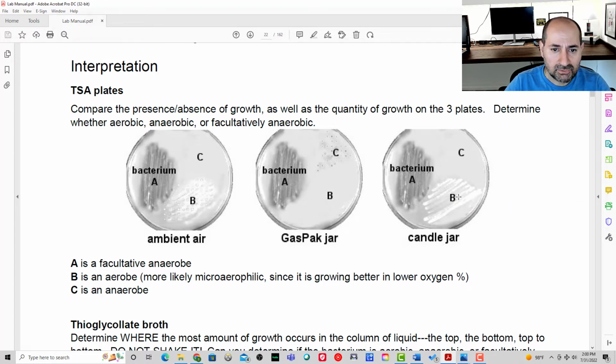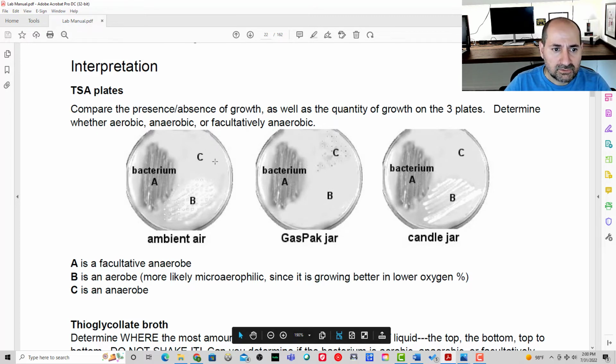However, bacterium B, notice that it only grew on the candle jar. It mainly grew in the candle jar. It didn't grow very well in the gas pack with 0% oxygen. It did not grow so well with ambient air. So in this case, it would be a microaerophile, right? Because it grew in low levels of oxygen. C, on the other hand, look at bacteria C.